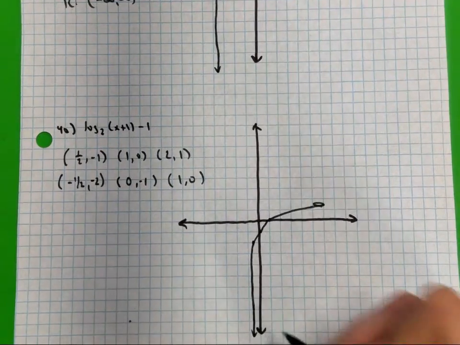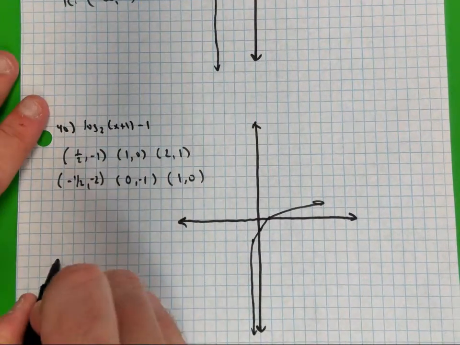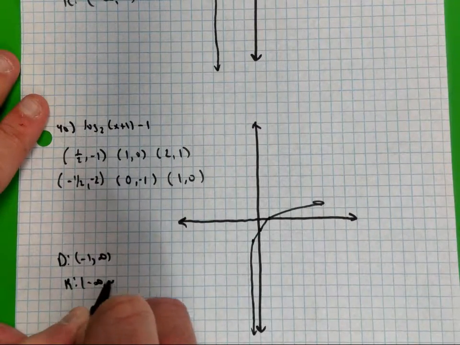My asymptote would be at x equals negative 1 because it moved left 1. So my domain would be negative 1 to infinity. My range is all real numbers.